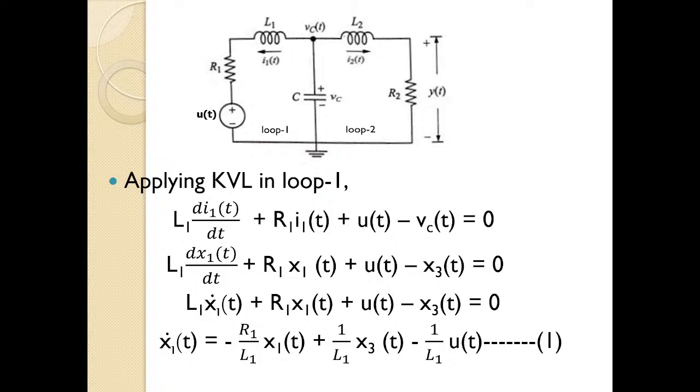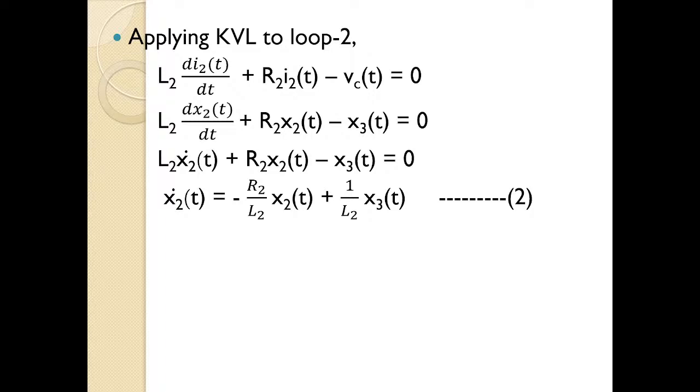Now let us go to loop 2. What are the terms there? Vc of t, L2 and R2. L2 di2 by dt, and the current here is I2 of t. Applying KVL in loop 2: L2 into di2 of t by dt plus R2 into I2 of t minus Vc of t is equal to 0.